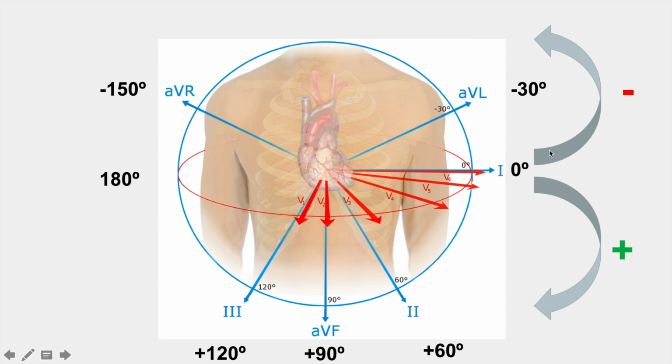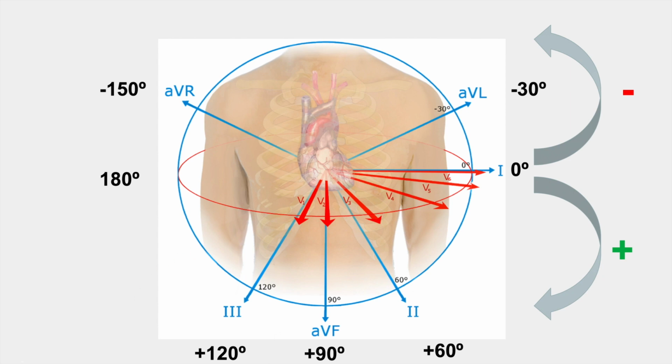So again, lead 1 is considered the set point, it's 0 degrees. If we go counterclockwise from lead 1, it's negative degrees. So AVL is again negative 30 degrees, AVR is negative 150 degrees, and then clockwise from lead 1 are the positive degrees. Lead 2 is 60 degrees, AVF is 90 degrees, and lead 3 is 120 degrees.